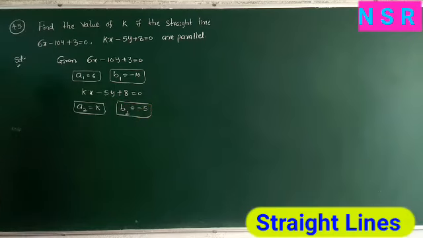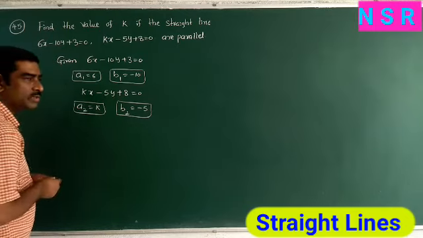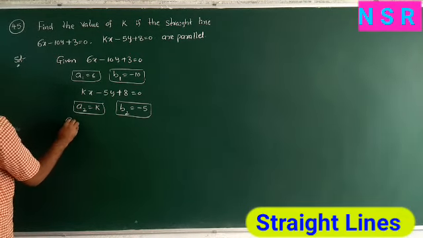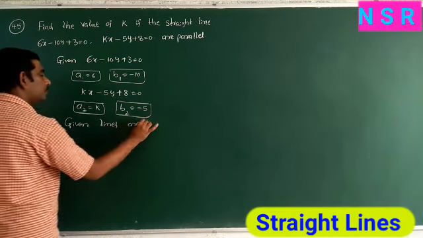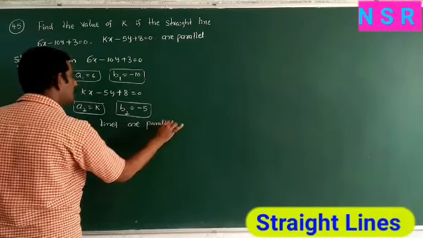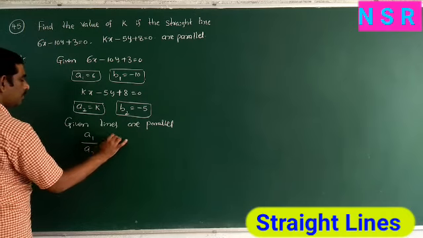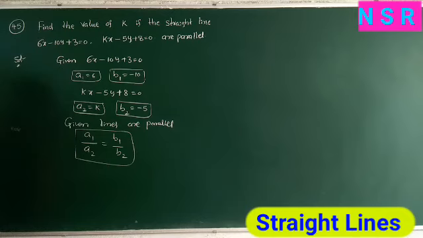So observe the question here, the given lines are parallel. If the given lines are parallel and the lines are in the form of a1x + b1y + c1 = 0 and a2x + b2y + c2 = 0, we have a condition that is a1 by a2 equal to b1 by b2. So this is the formula for two lines being parallel. It is a very important question for 2 marks.